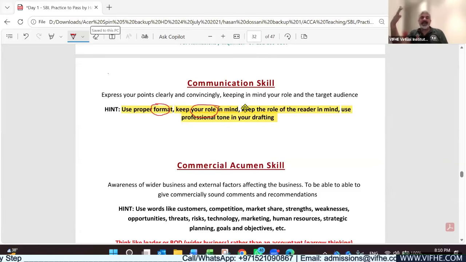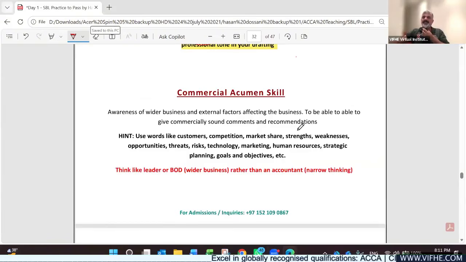So all these skills are generally applied for all the tasks, right? This skill applies on all the tasks, not only on that particular task. So communication skill is generally applied throughout the paper, that the format should be appropriate, your tone should be appropriate, your drafting, wording should be explanatory. Yeah. The fourth one is commercial acumen.